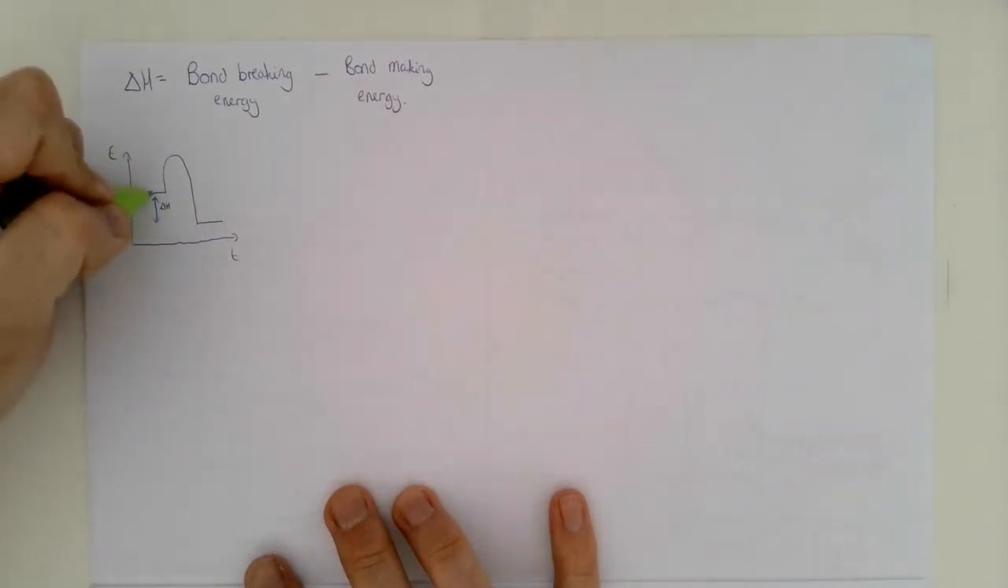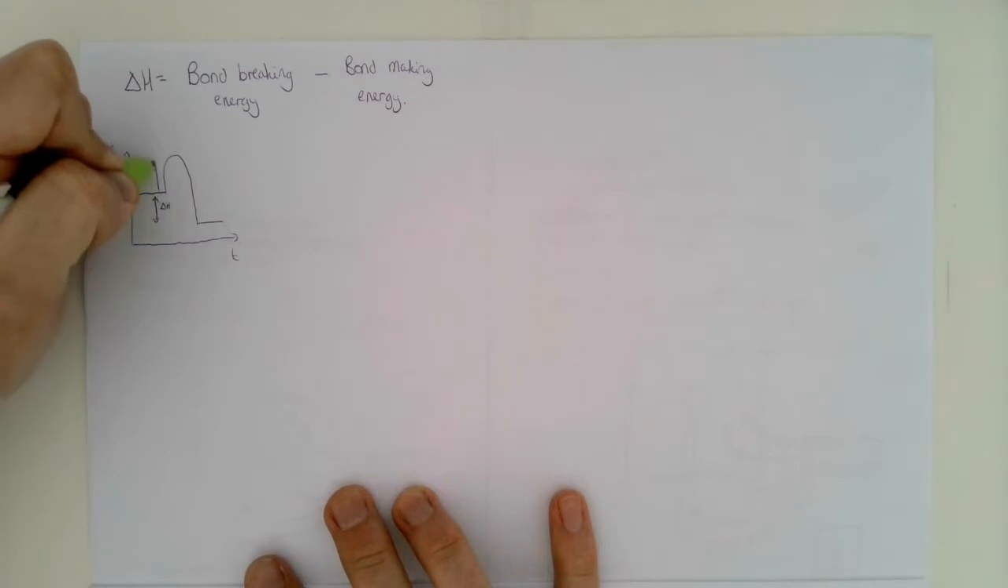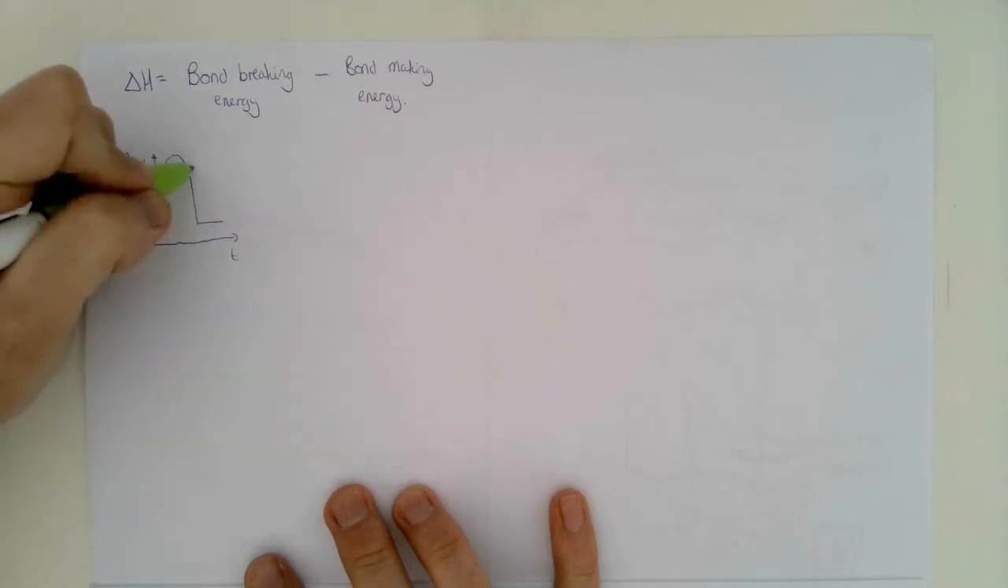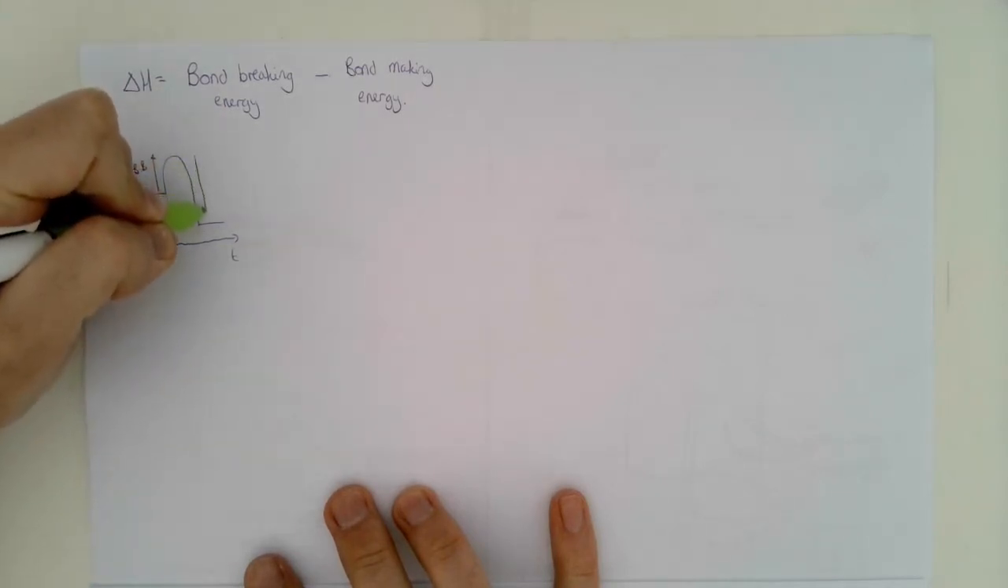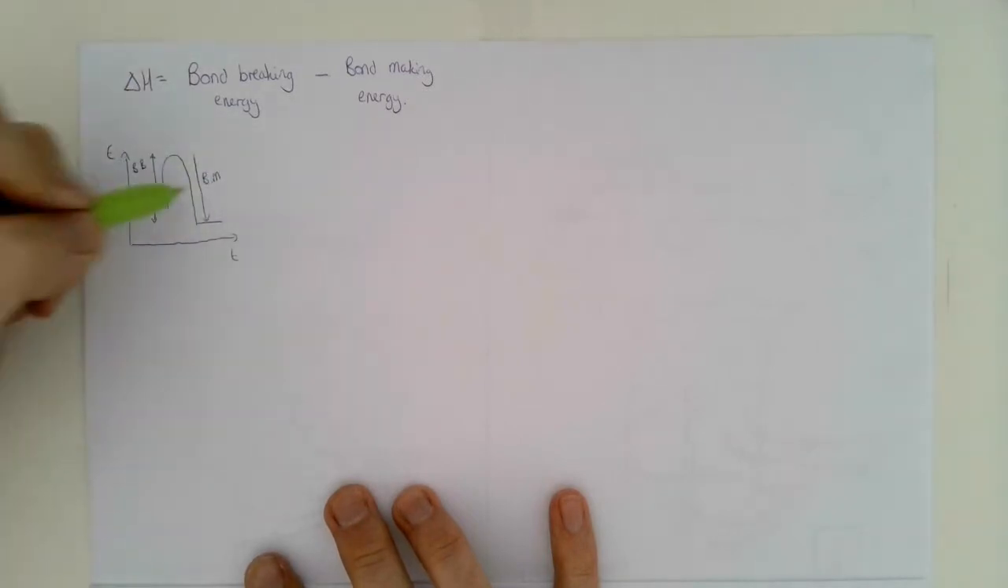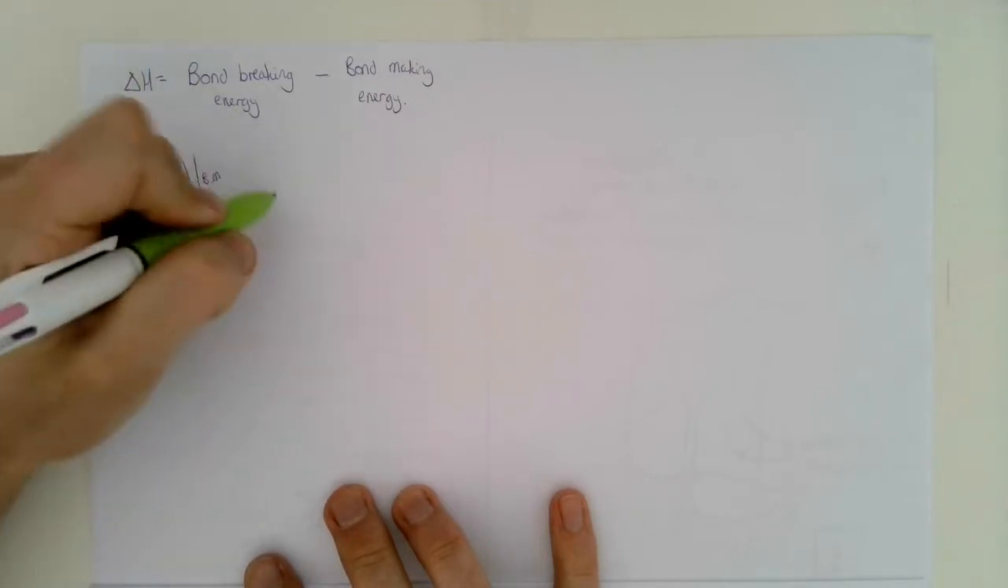So in order to calculate that value, what we do is we add up all the energy that we would need in order to break the bonds, and then we minus all of the energy released when making the bonds. And if we add all that up and minus away that, we will get the delta H value there.